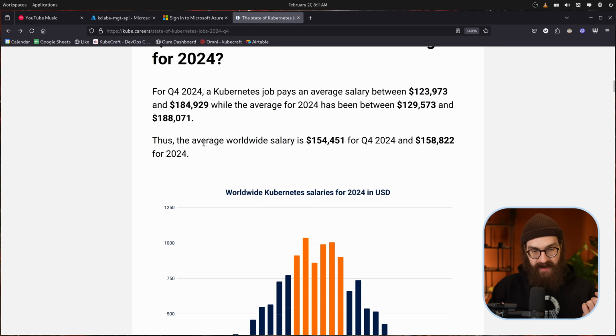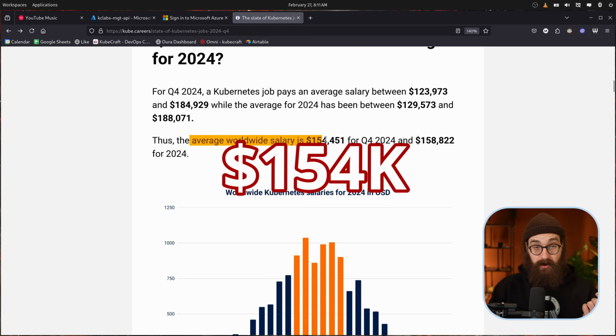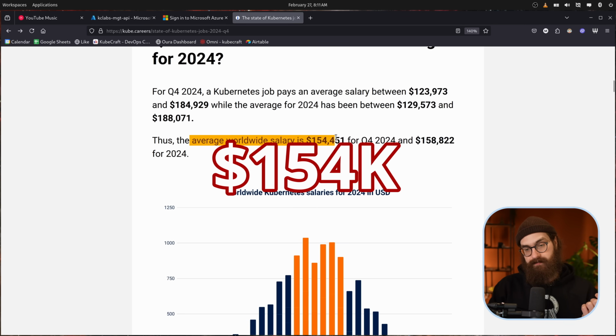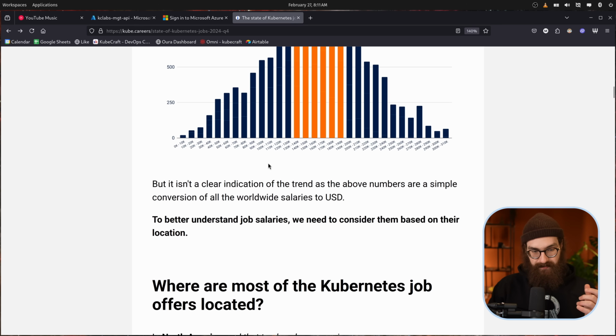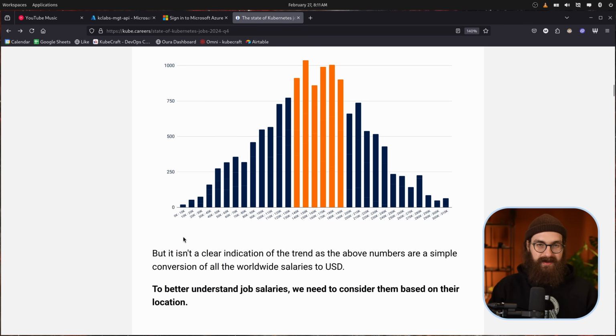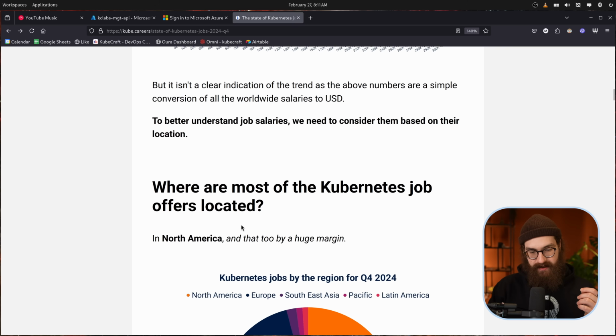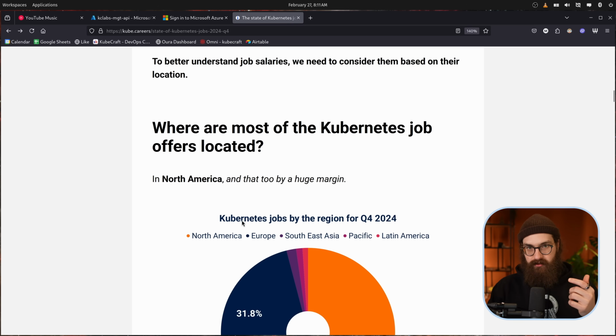And here we see that the average worldwide salary is $154,000. This is not very clear because it takes the worldwide currencies and converts them to USD. So that's not very accurate. So we will get into the American salaries right after this.